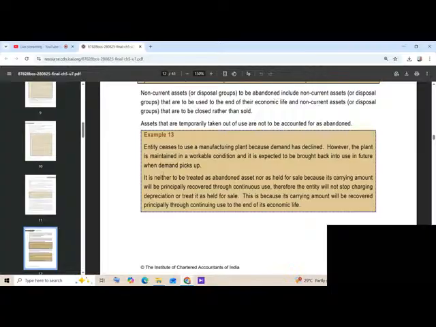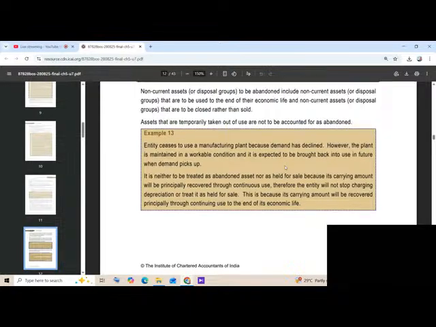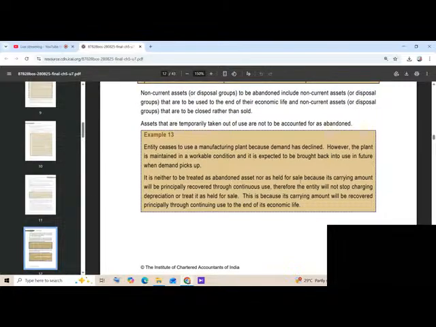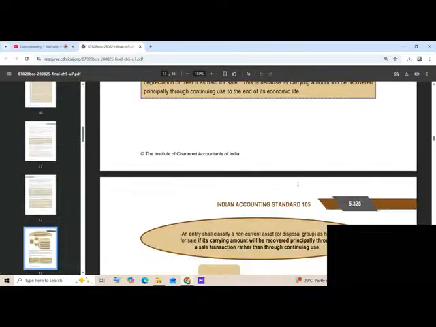Example 13. Entity ceases to use a manufacturing plant because demand has declined. However, the plant is maintained in a workable condition and it is expected to be brought back into use in future when demand picks up. It is neither to be treated as an abandoned asset nor as held for sale because its carrying amount will be principally recovered through continuing use. Therefore, the entity will not stop charging depreciation or treat it as held for sale. This is because its carrying amount will be recovered principally through continuing use to the end of its economic life.